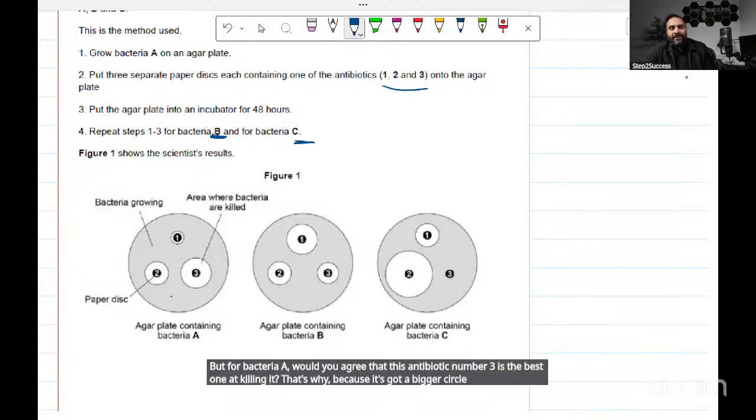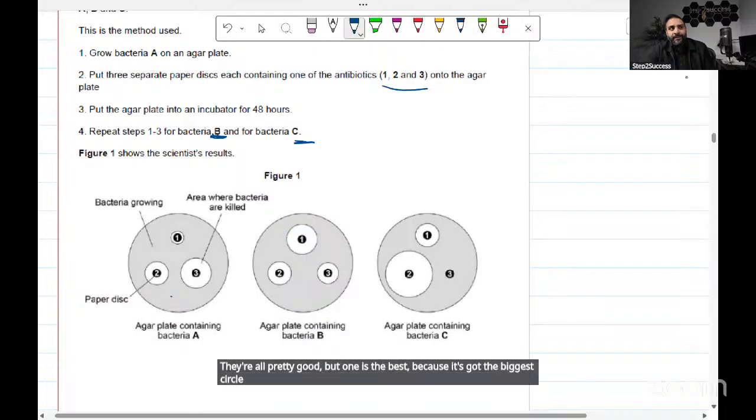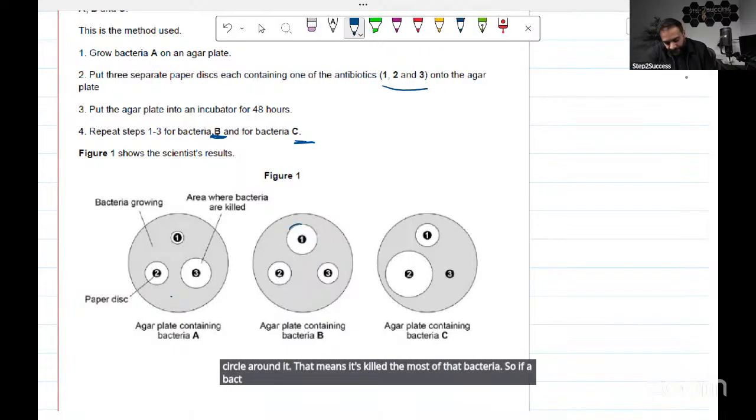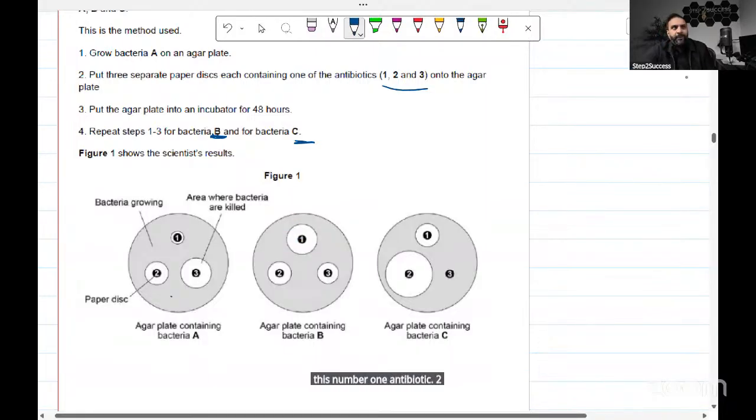Whereas for bacteria B, they're all pretty good, but one is the best because it's got the biggest circle around it. That means it's killed the most of that bacteria. So for bacteria B, I'd be better off using this number one antibiotic. Two and three would work, but they wouldn't be as good as number one.